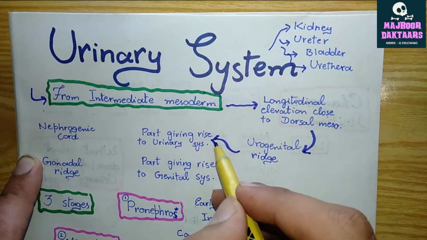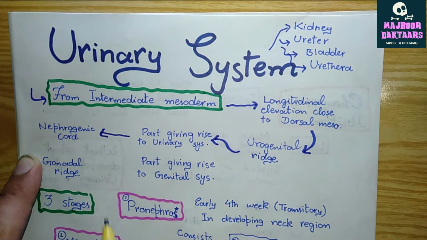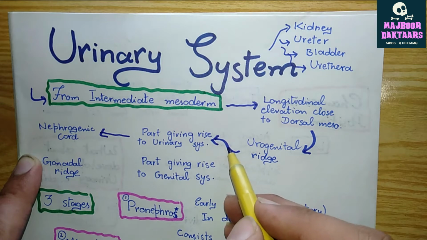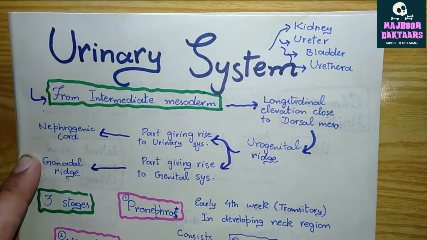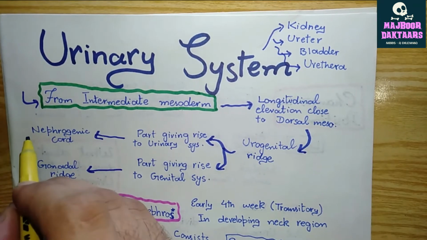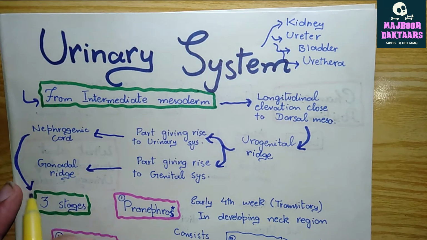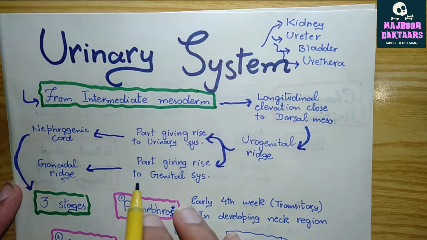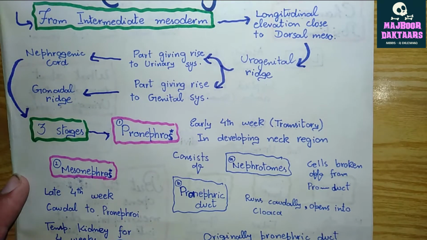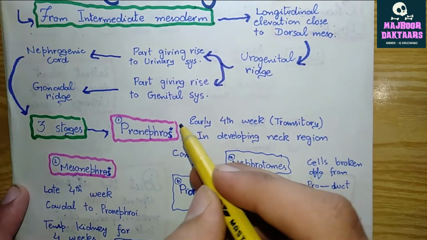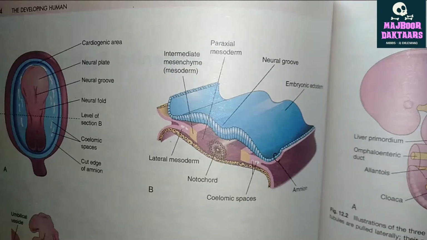The part which gives rise to the urinary system is known as the nephrogenic cord, while the part which gives rise to the genital system is known as the gonadal ridge. For now we are concerned with the nephrogenic cord, which has three stages during the development of the urinary system. The first stage is the pronephros. The pronephros starts forming in the early 4th week.